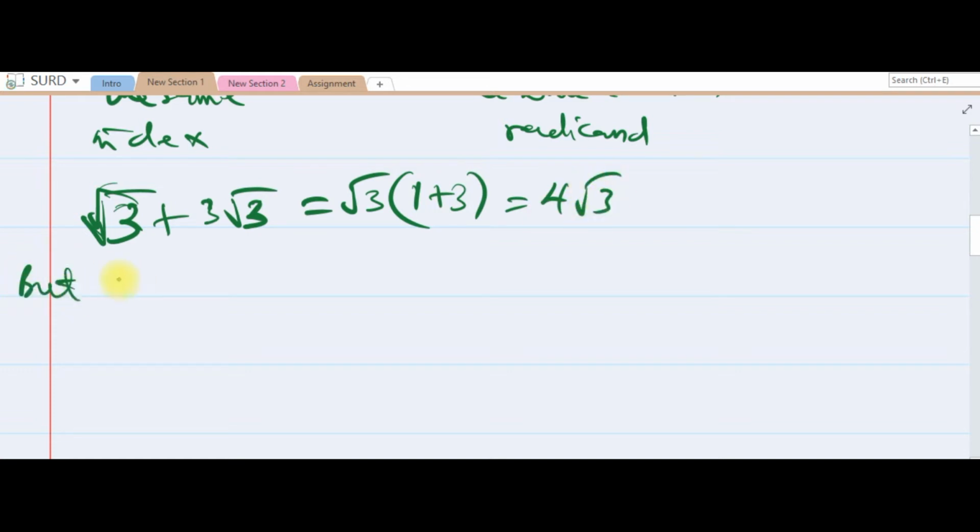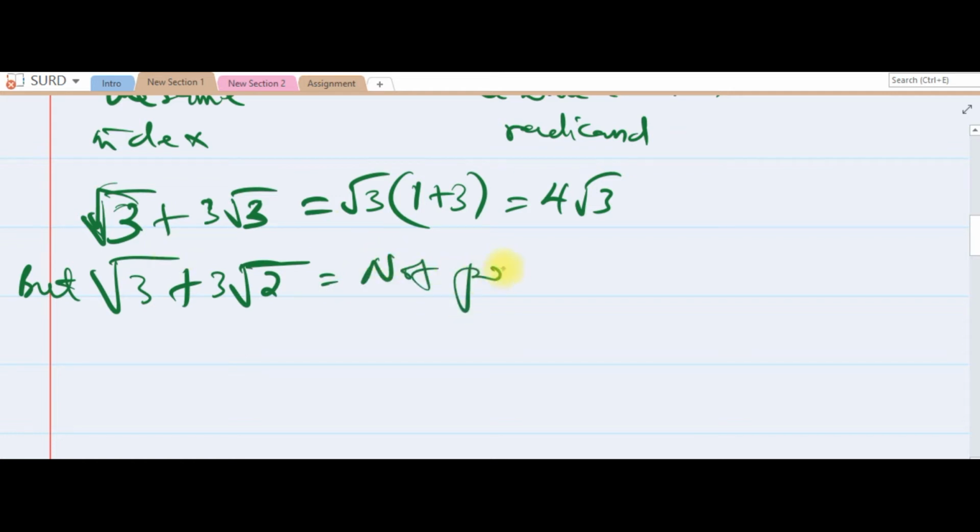But we cannot add this, because though they have the same index, they have different radicands, so we cannot add or subtract. So not possible. The previous one was possible, that's why we added it.